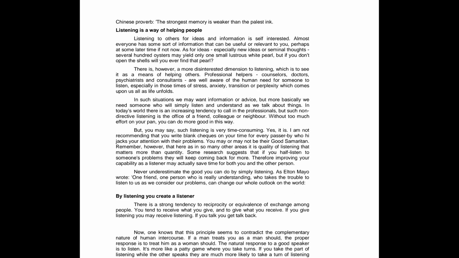So as for ideas, especially new ideas, seminal thoughts, several hundreds of oysters may yield only one small lustrous white pearl, but if you do not open the shells, you will never find it. So listening is indeed very important and so significant.